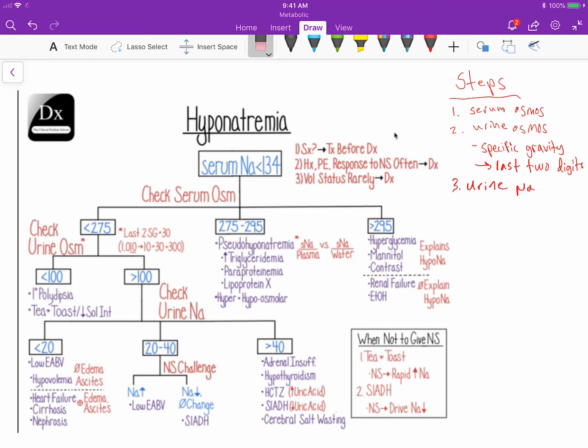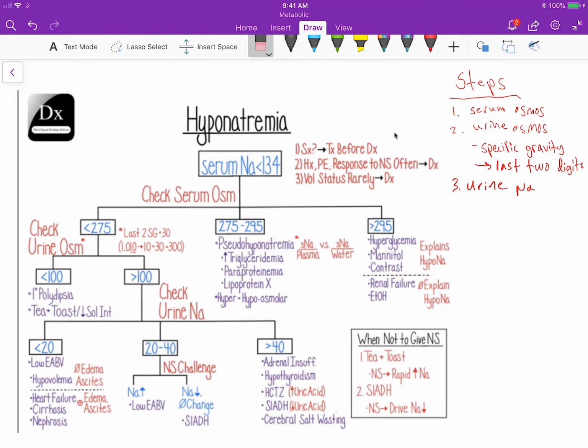All right, so let's get into this. The obvious points are number one, if a patient is severely hyponatremic, like having seizures or severely altered, of course you want to treat and diagnose later. Another thing is that a lot of patients will have some degree of hyponatremia, but the vast majority do not need to be worked up.